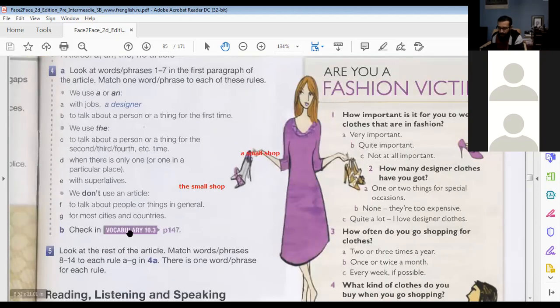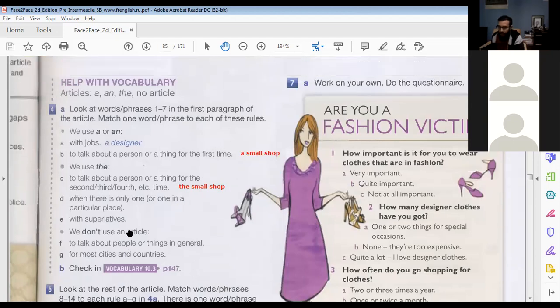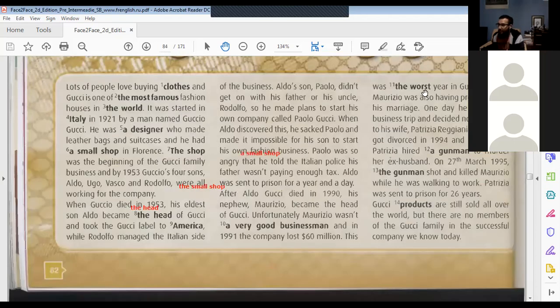The worst. And the world. That's correct. The same thing with the world. So the head and the world are both correct. Okay, now I want you to look for a superlative, because with superlatives we also use the. That's correct, the worst. The worst, you're right. There's another superlative. Can you find it? It also has the.